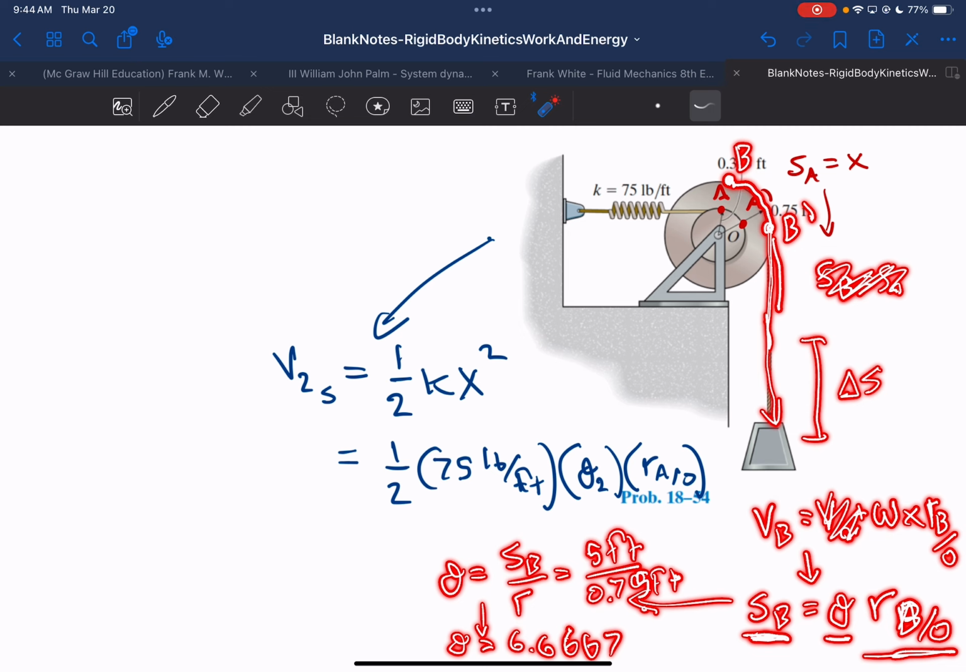I heard a whisper of degrees. Please do not do that to me. It has to be radians, please. It has to be radians. Just joking.